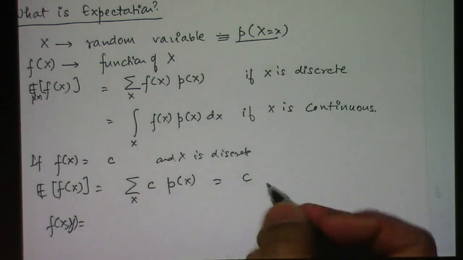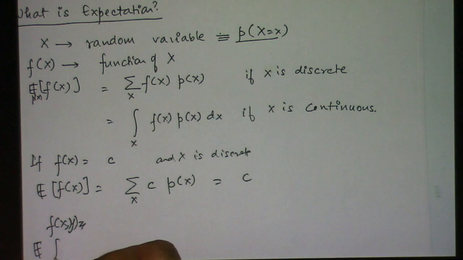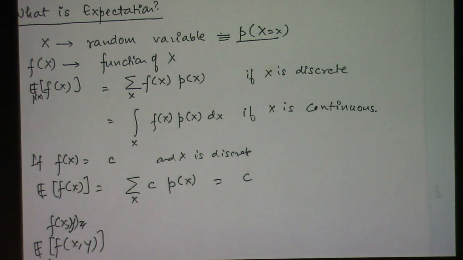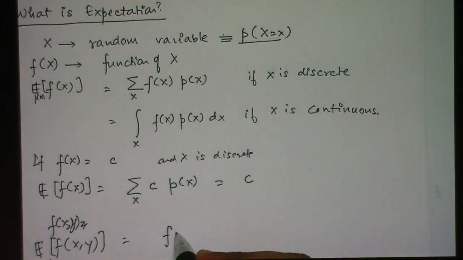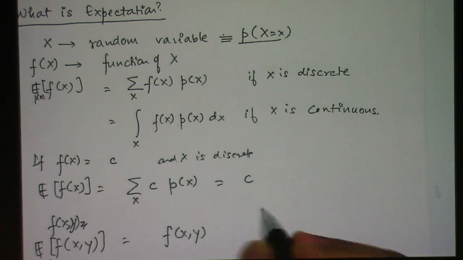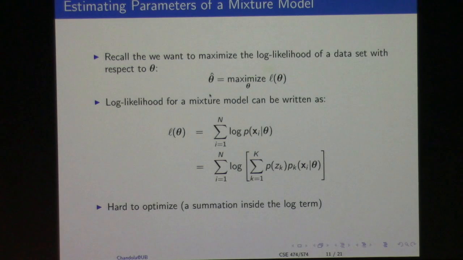Let's take another example in which f is a function of two random variables x and y. In that case, we can compute the marginal expectation of this function with respect to either x or y, which will be written as the expected value of f of x, y under p of x, which would just be given as the summation over all possible values of x of f of x, y times p of x.